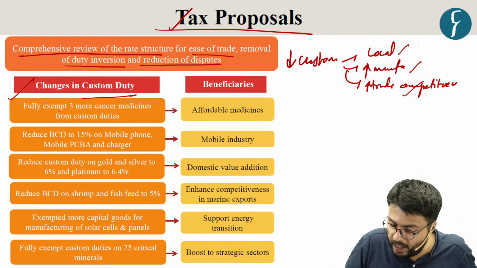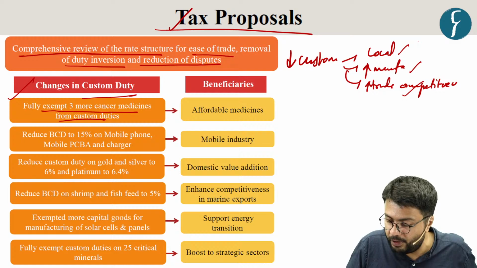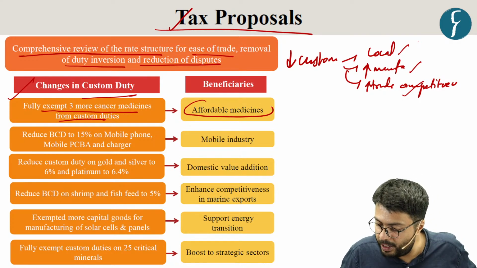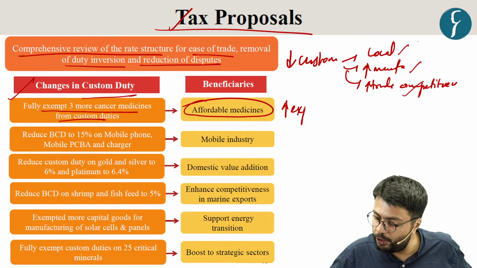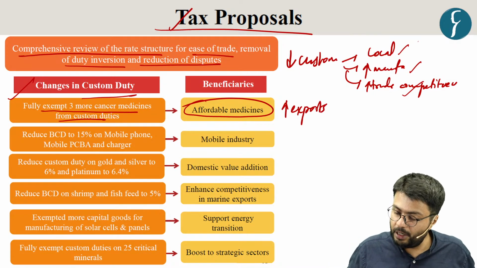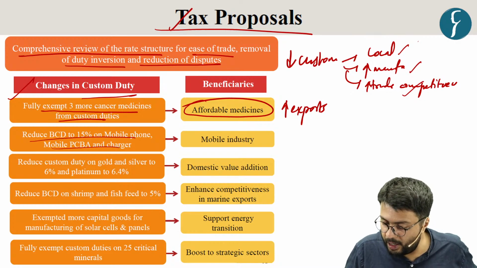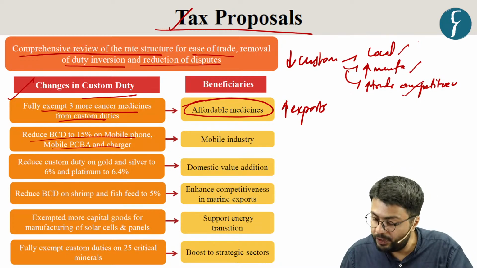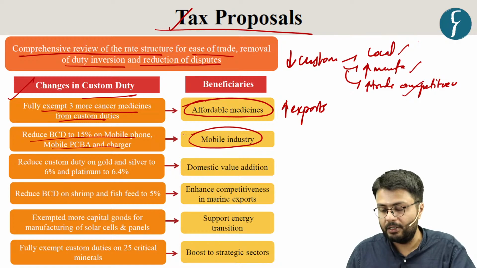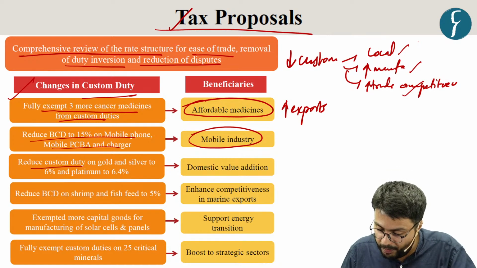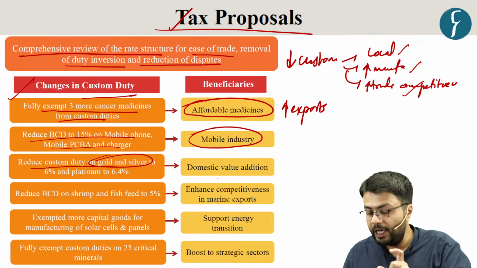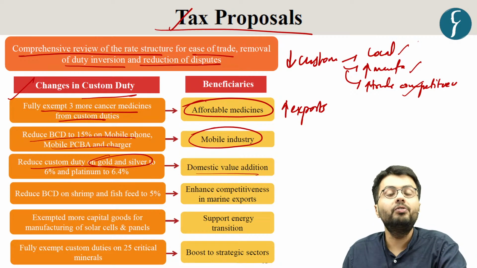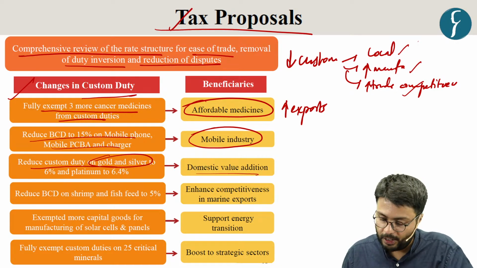For example, the government has exempted cancer medicine from customs duties, which enables manufacturing of affordable medicines, which again can be exported to Western nations. In addition, it is reducing customs duties on components used to manufacture mobiles. Further, the government is looking to reduce duties on gold and silver, which provides a fillip to the country's jewelry sector, which is a key sector as far as Indian exports are concerned.